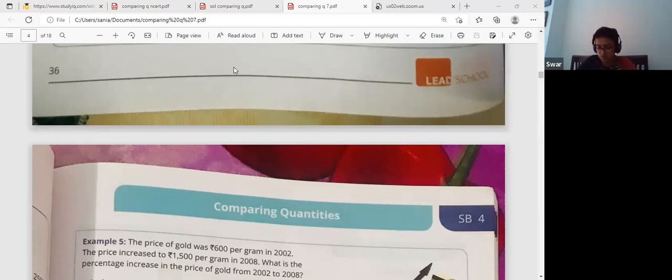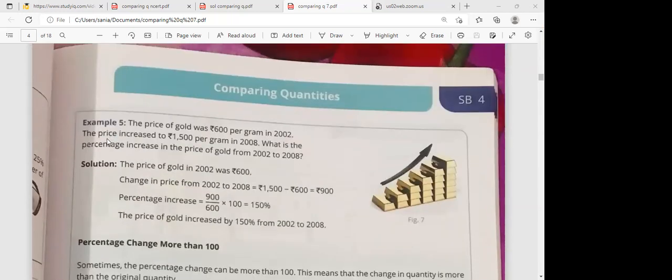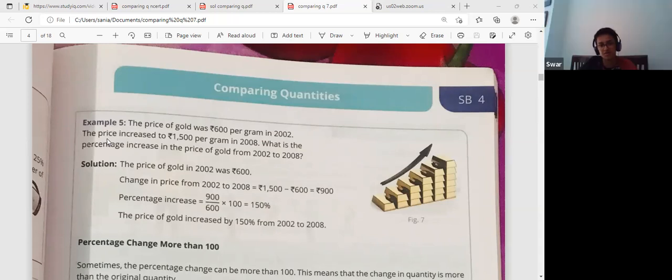Ma'am, what's the answer? Your answer is 150%. No, yes. Ma'am, but how is it 150%?